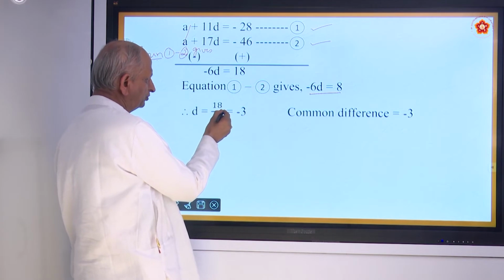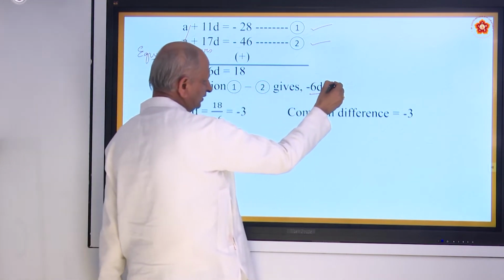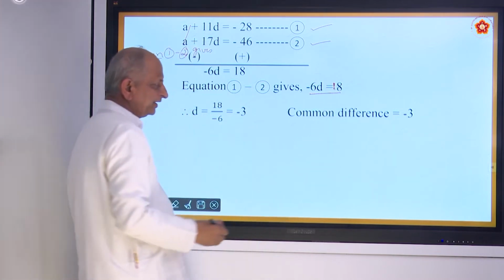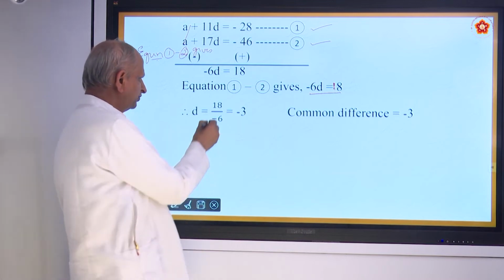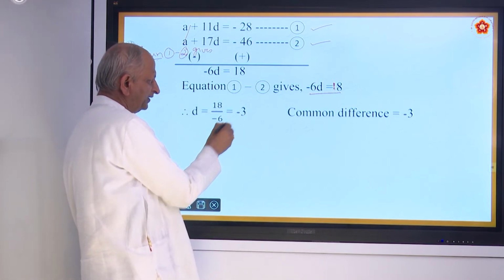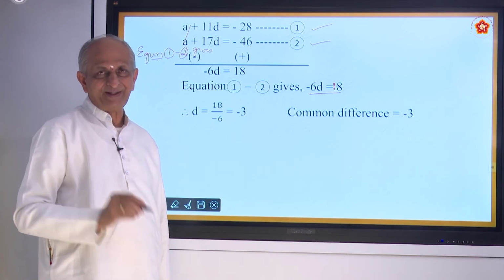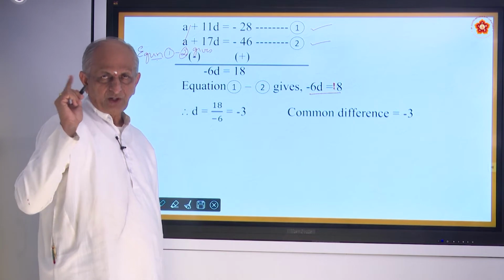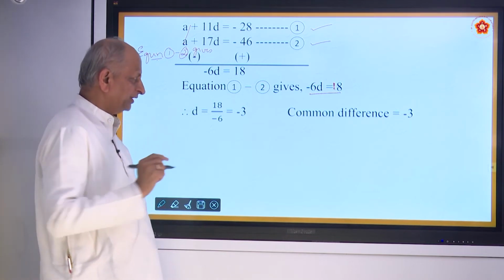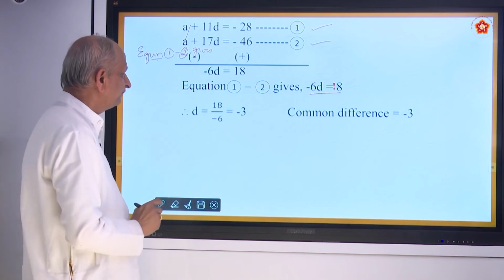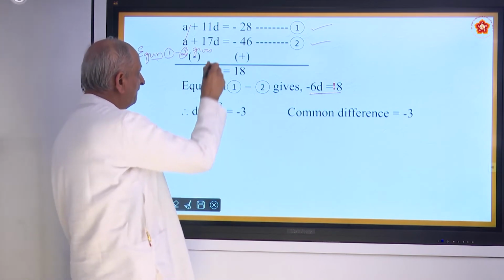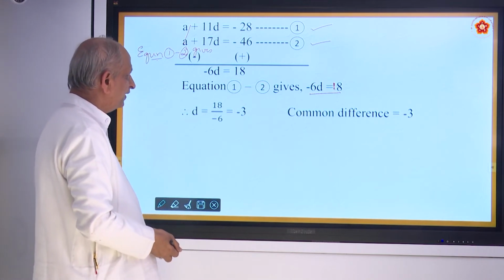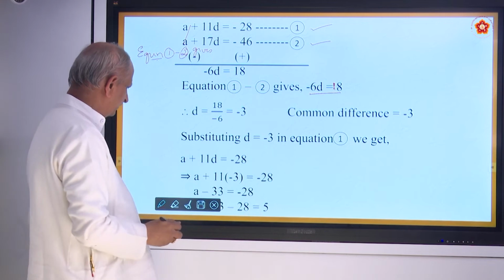D is equal to... not 8, this is 18. Please correct it. Please correct it, make it 18, okay. So 18 by minus 6 is equal to minus 3. So the common difference is equal to minus 3. Please note, the common difference may be 0, positive values or negative values. Here it is negative you are getting. So you got D. Use this value of D and apply it in the first or second equation, any one. Now let me do it with the first one and then you can try with the second one also.